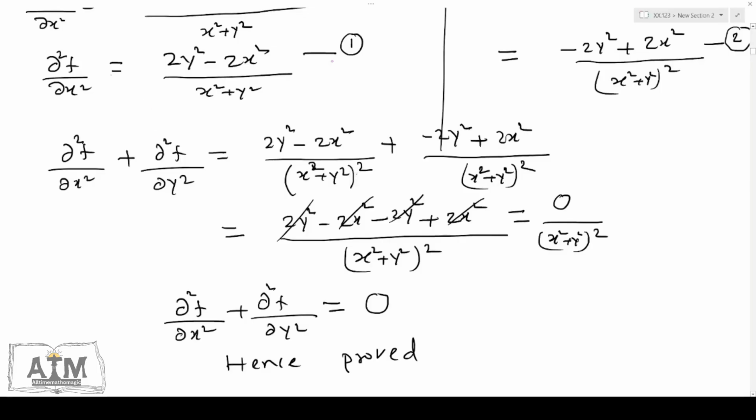Now adding 1 and 2. So del 2f by del x2 plus del 2f by del y2 equals, this is the first part, this is the second part. Adding both 1 and 2 and simplifying, we get 0. Therefore, del 2f by del x2 plus del 2f by del y2 equals 0. Hence, proved.